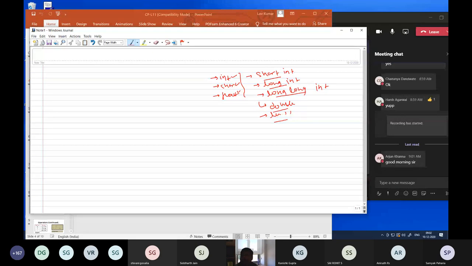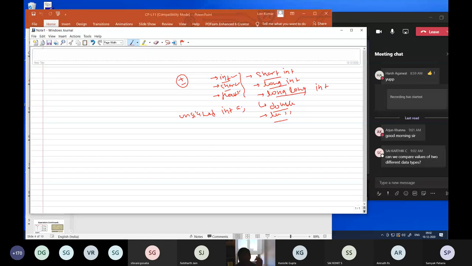If you are not writing anything before this data type, then it is considered a signed data type, which is basically used to represent both positive and negative numbers. But when you write unsigned integer, that is only used to represent positive numbers. That we have already discussed in the previous class.